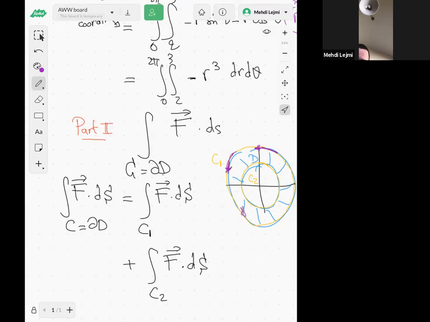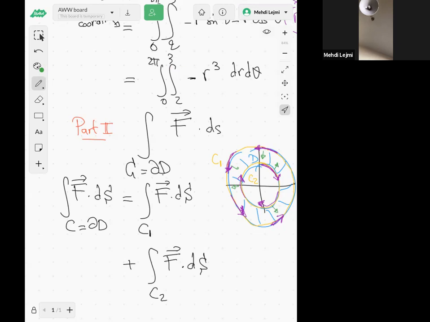so it's counterclockwise, because in that case D is on the left of the orientation, right? Now the orientation for the circle inside, C2, is actually going to be clockwise. For the other circle, this one here, the orientation is clockwise, because in that case D would be on the left. D here is on the left of my orientation.